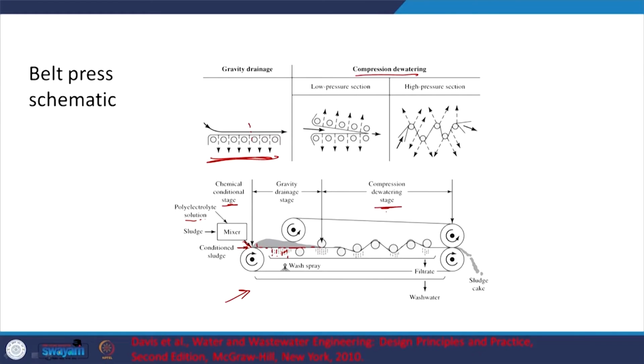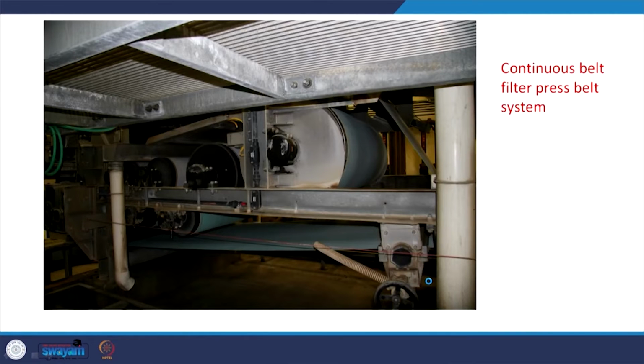Compression dewatering has different mechanisms: one is a low pressure section and the other is a high pressure section. You can look at the relevant schematic, but the primary aspect is that one is just gravity and the other is compression dewatering, and then the final products will be sludge cake and wash water, or the filtrate. So, this is a schematic, and as mentioned we saw the live one in the video earlier.